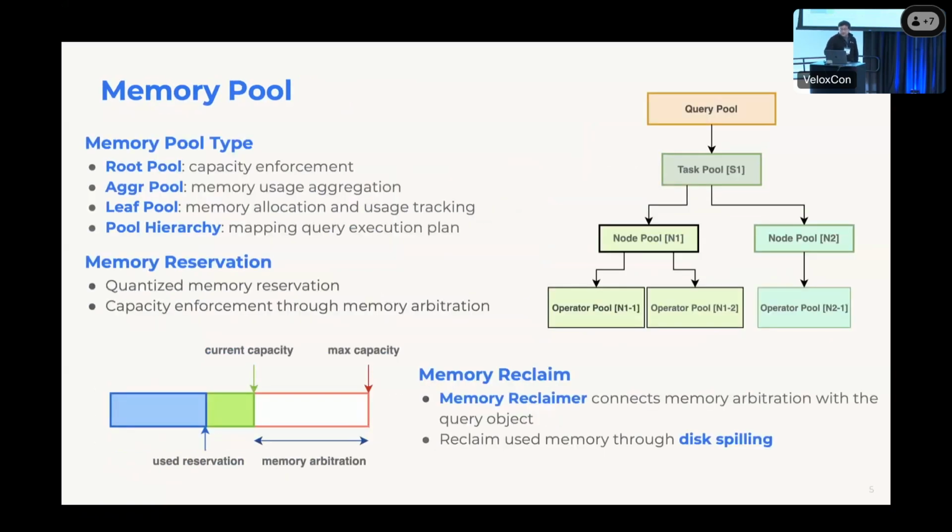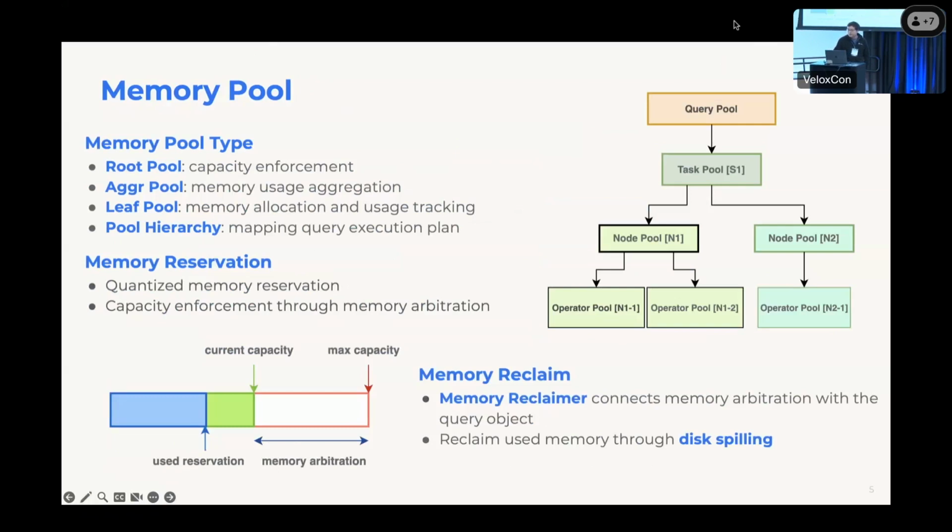The next step is to talk about the memory pool. When a query starts running, it allocates the root memory pool from the memory manager, and as we can see in the graph, the memory pool hierarchy actually maps to the query's execution plan. The query context in Velox holds the root memory pool, which is allocated from the memory manager, and within the query, it creates one task pool for each query task. And within a query task, it creates one child memory pool for each plan node.